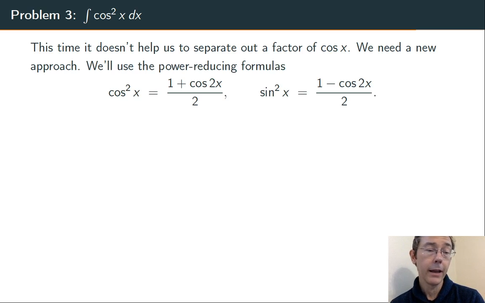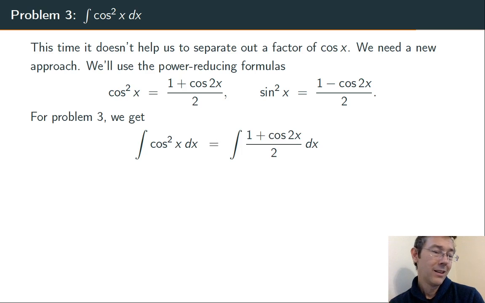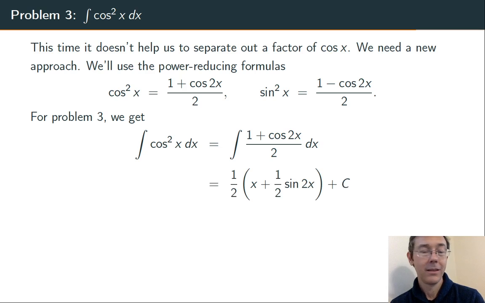It says if you've got a square of a cosine, you can write it in terms of cosine of twice the angle. And if you've got a square of a sine, you can also write it as a cosine of twice the angle. So in this problem, integral of cosine squared x dx, we can write it as the integral of 1 plus cosine 2x over 2 dx. Factor out the 2, the integral of 1 is x, and the integral of cosine 2x is 1/2 sine of 2x. Simplifying that just a tiny bit, remembering to put in our plus c, we get the final answer.